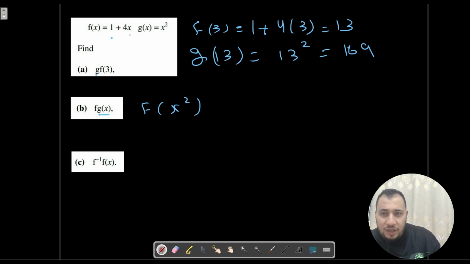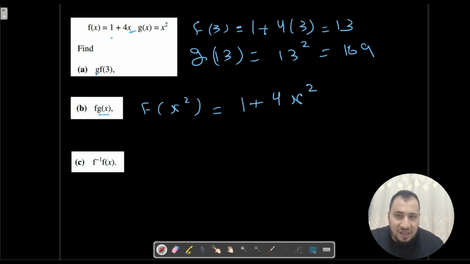Then you go to function f and substitute x with x squared equals 1 plus 4, and instead of x we are going to write x squared, and that's it. This is your final answer. Okay, question C, and pay attention to that. This question in the exam is 1 mark. Okay, in all past papers this question is 1 mark. The idea which will come to your brain, mister, this is composite function.